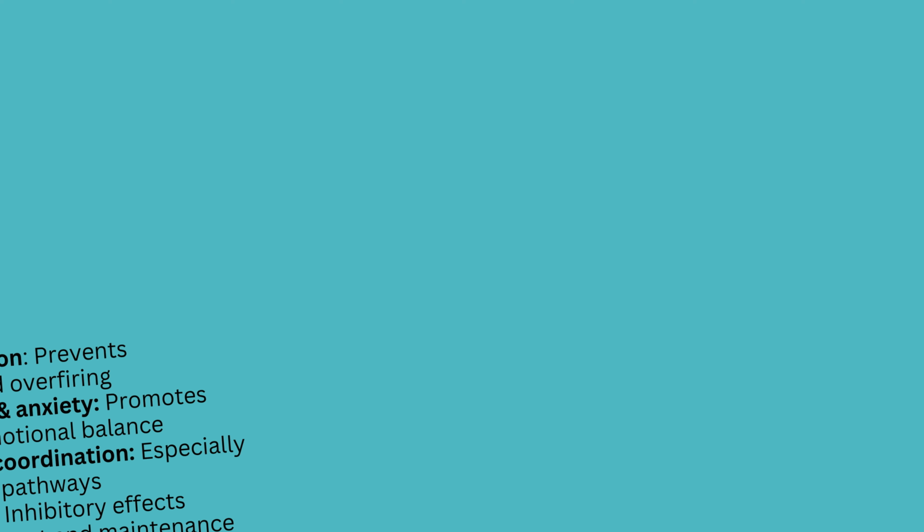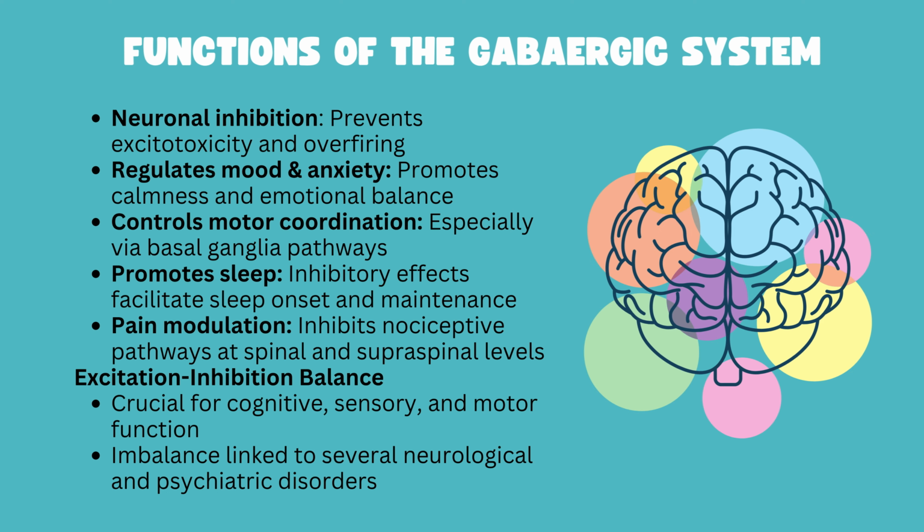The GABAergic system isn't just a calming agent, it's a regulatory mastermind. 1. Prevents overexcitation, protects neurons from excitotoxicity, which can lead to cell death. 2. Regulates mood and anxiety. A balanced GABA tone keeps you calm, grounded, and emotionally stable.